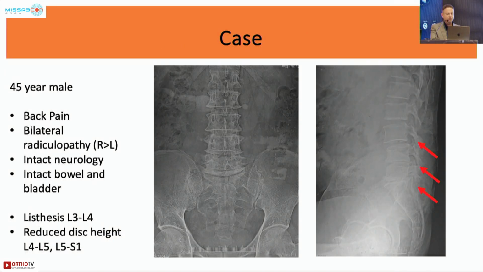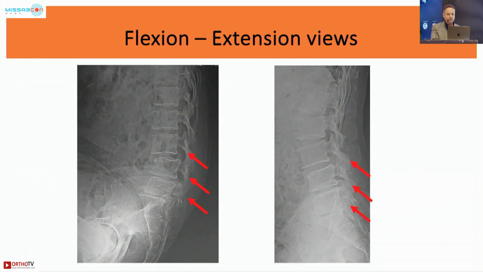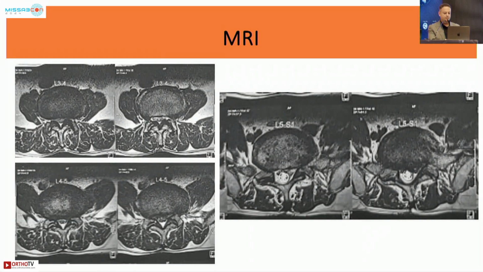Another case, 45-year-old male, pain in the back, listhesis L3, L4, and there's a reduced disc height at 4-5 and 5S1. And you can see the flexion extension views, and everybody would agree this case requires a 3-level fusion. And again, so this is the pre-operative MRI, and I would like everybody to pay particular attention to this.